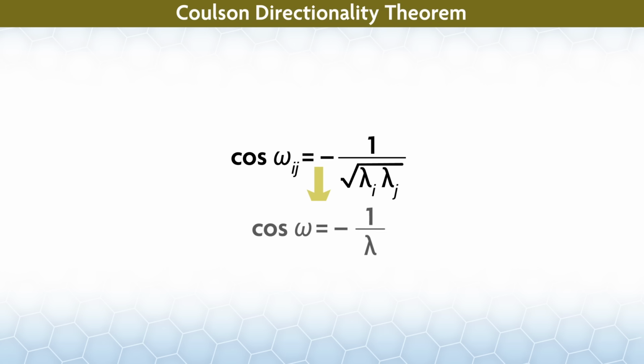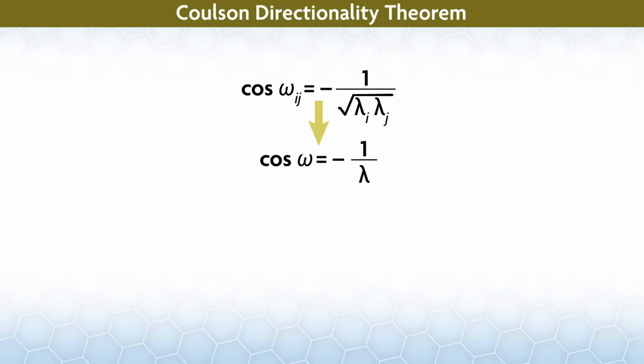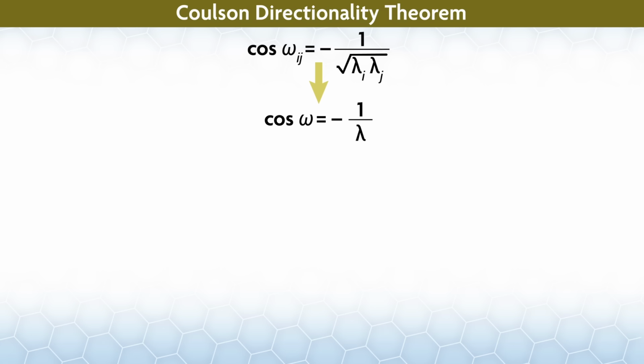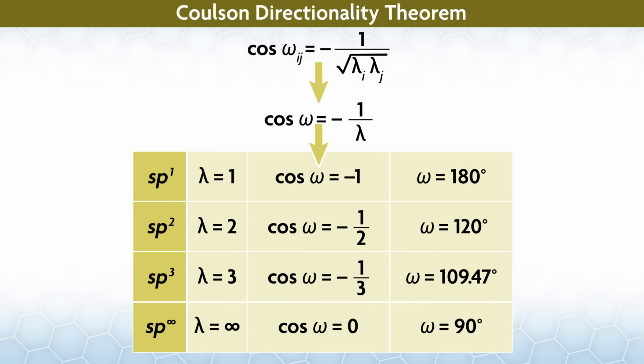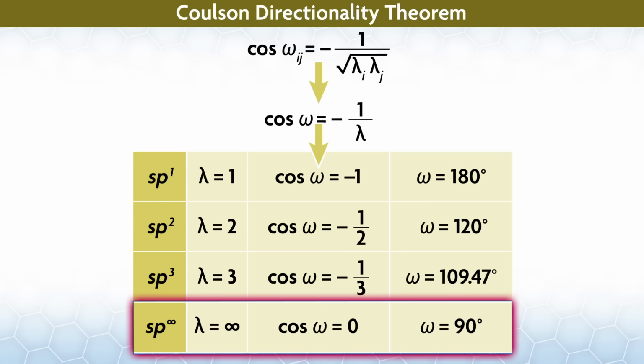If the 2 hybrids happen to be the same, then it simplifies to this useful equation. For familiar sp1, sp2, and sp3, you can use these equations to get to the well-known angles between these hybrids. Namely, if the hybridization parameter is 1, then you get omega equals 180 degrees. If it's 2, you get 120 degrees. If it's 3, then you get 109.47. And if it's infinity, you get 90 degrees. If the hybrids are 90 degrees apart, they are as close as 2 orbitals can get in the main group, and that's when they are pure p orbitals, or sp infinity.